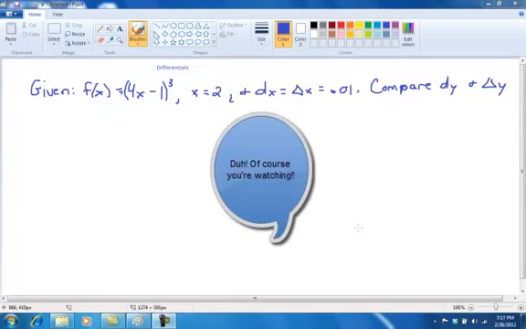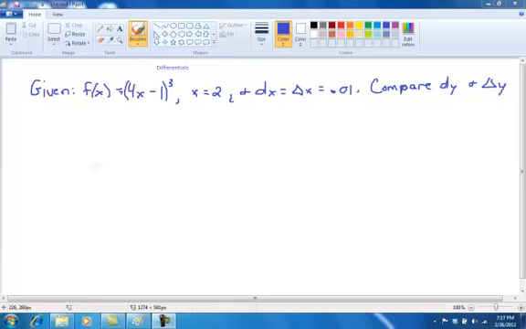Okay, so we're going to watch this video, you're hopefully watching this video, on differentials. Just basic differential stuff. Differentials is essentially just taking the derivative in terms of dy, which means we're going to have a dx in here. So, for example, what you need to do is take the derivative of the function that you have, and I'll give you x equals 2, dx equals delta x, which equals 0.01, and compare dy and delta y.